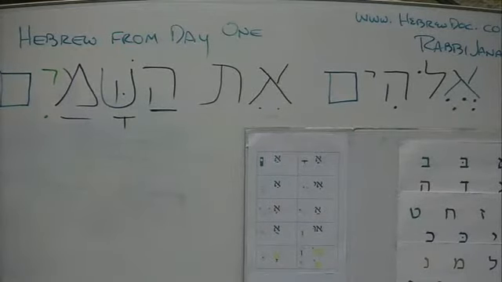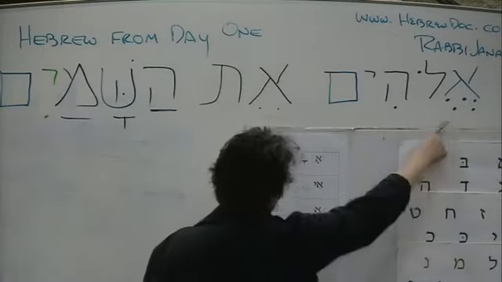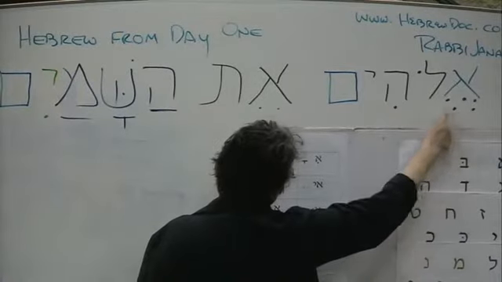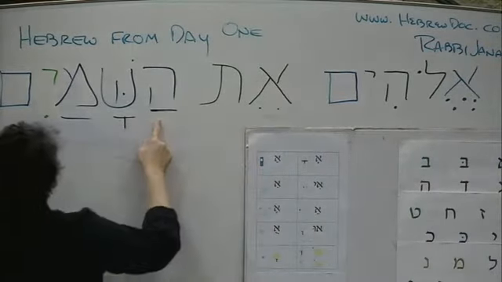Hashamayim. Hashamayim. There's something else I have to talk to you about once we get to this, but so far we should be able to read these words. Let's read it once. Elohim et Hashamayim.